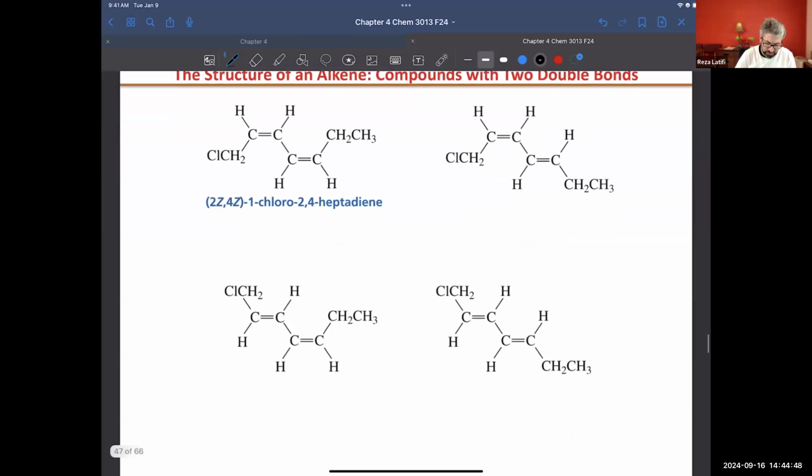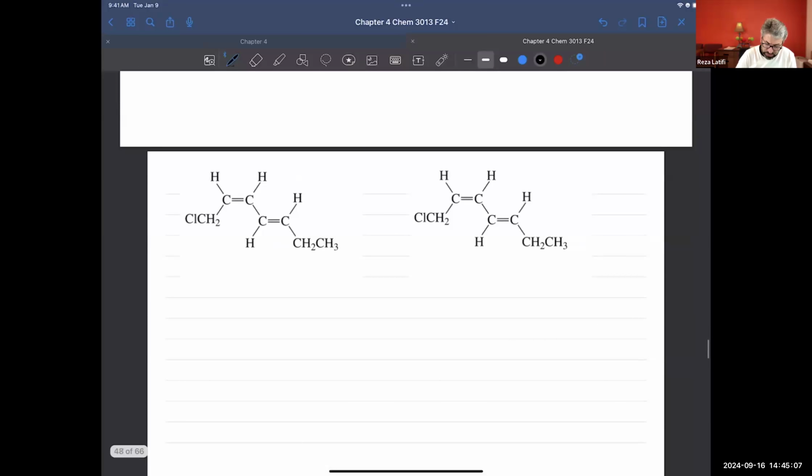Okay, in this case, we have 1-chloro-2,4-heptadiene. First, let's figure out how to name it, and then we're going to go through putting E or Z for the double bonds. These 4 structures are isomers. They are the same. I'm going to try to show you how to actually name the compound.